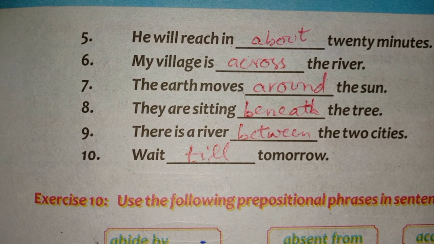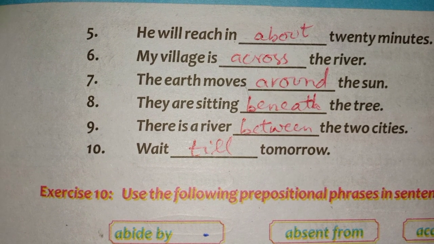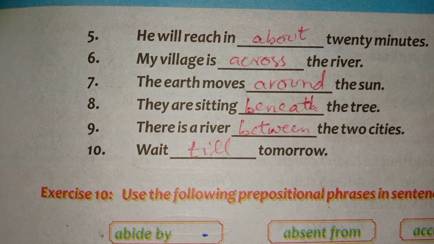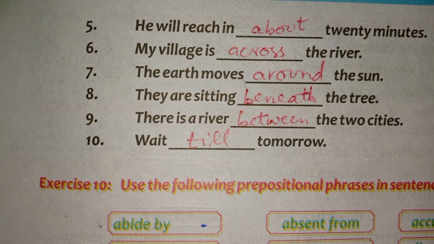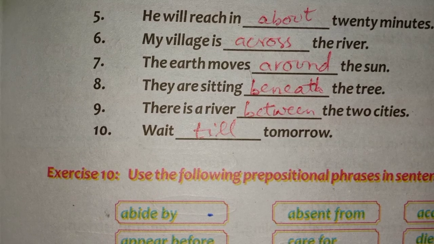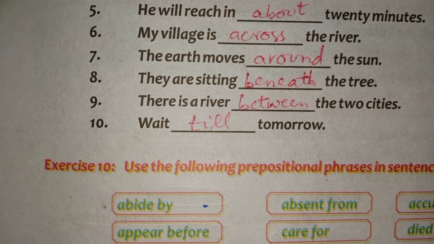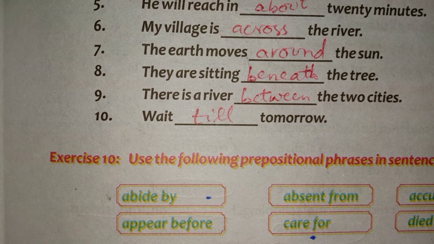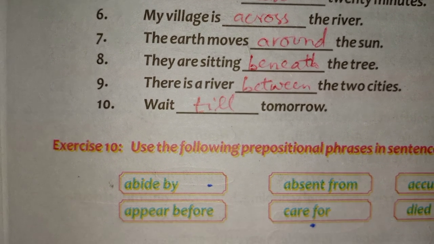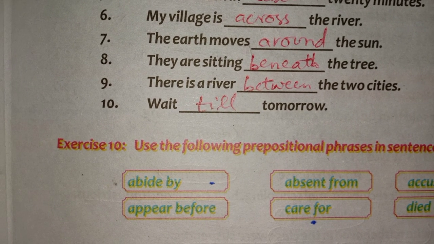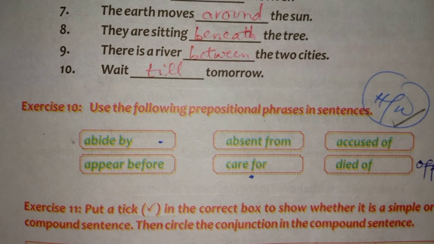Then part 7. The earth moves around the sun. Part 8. They are sitting beneath the tree. Part 9. There is a river between the two cities. And the last one, wait till tomorrow. And exercise number 10.